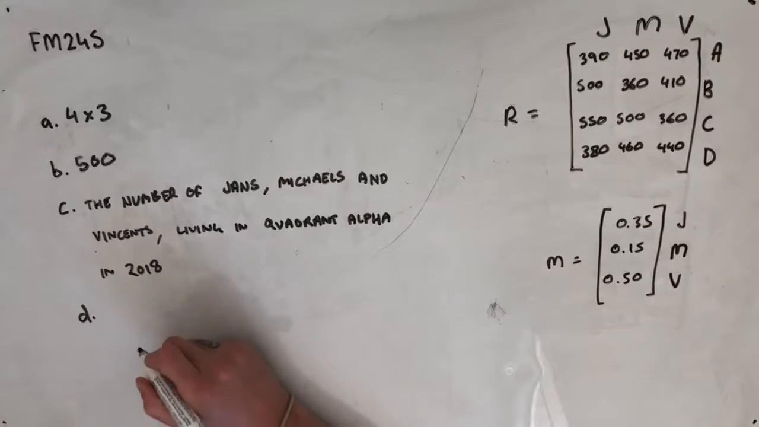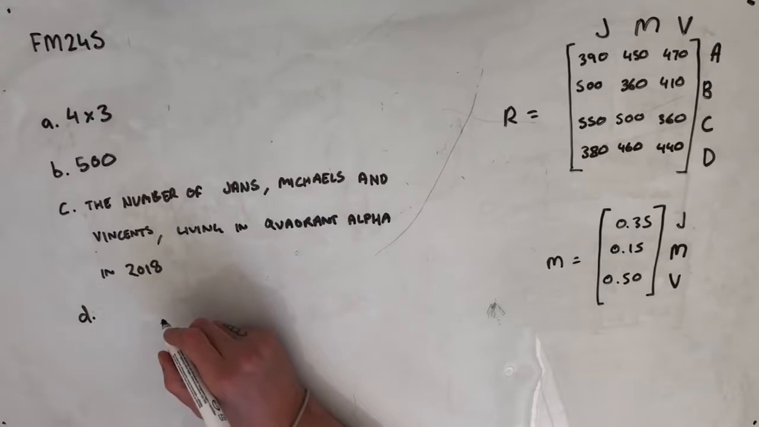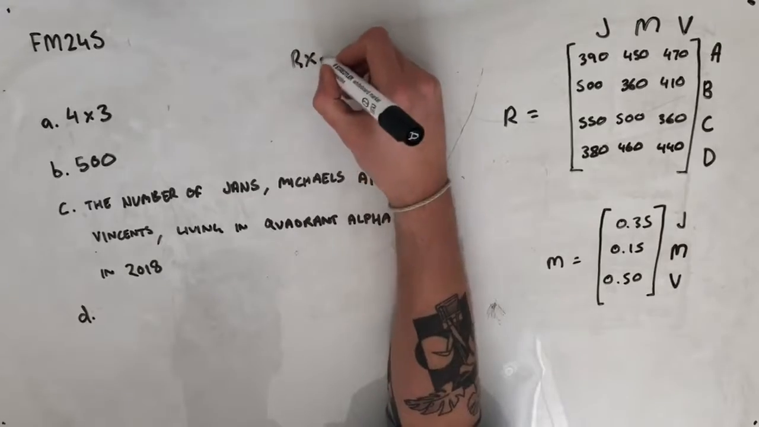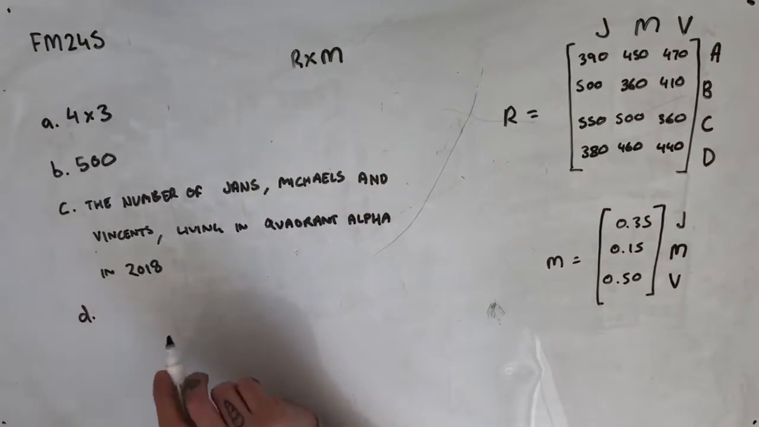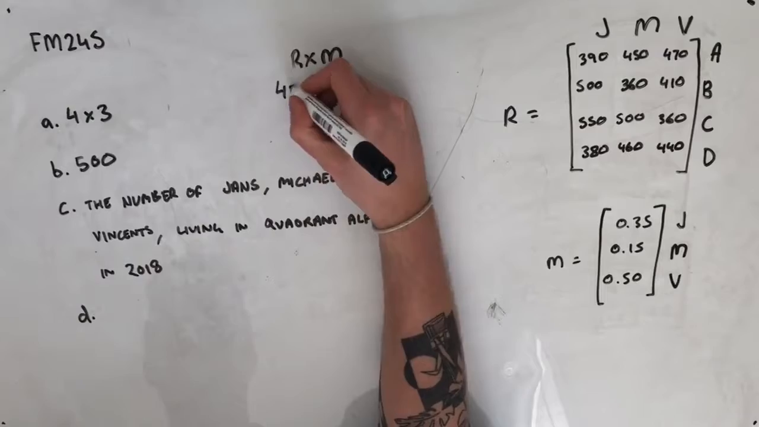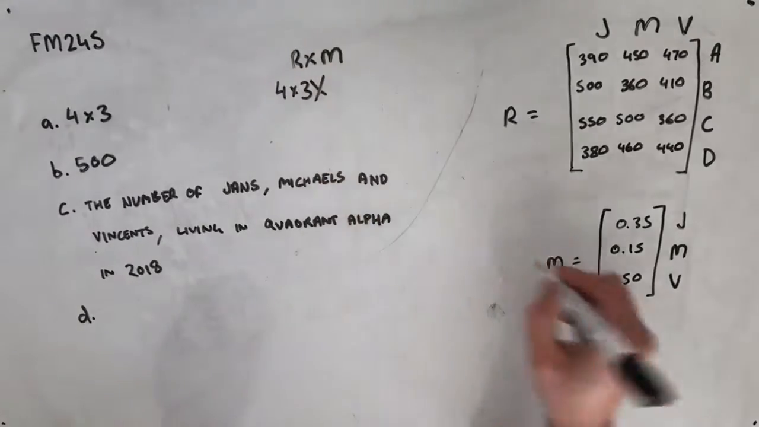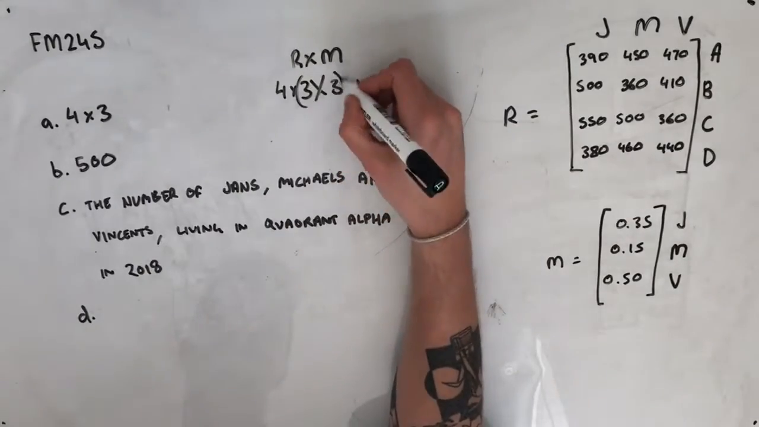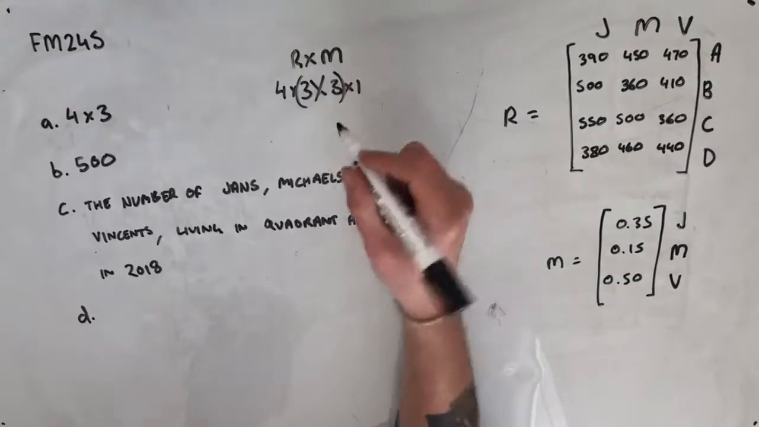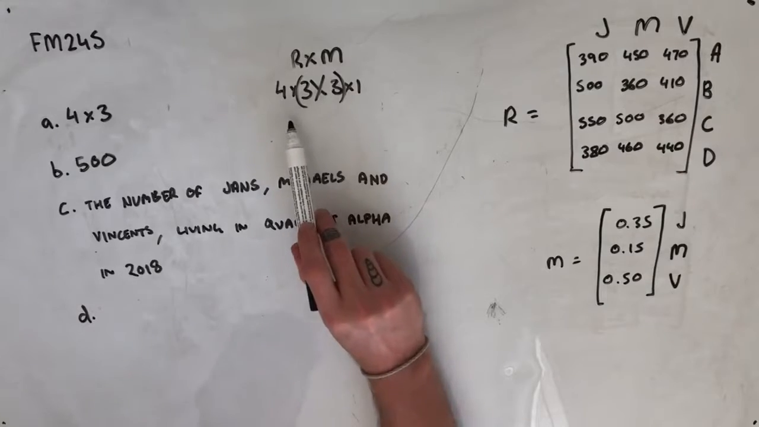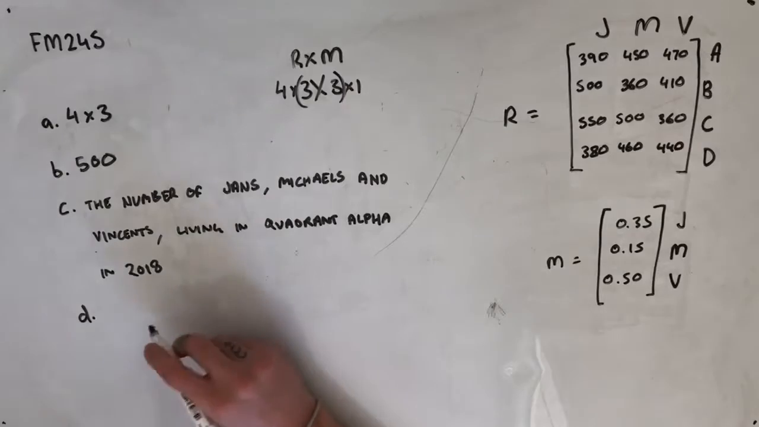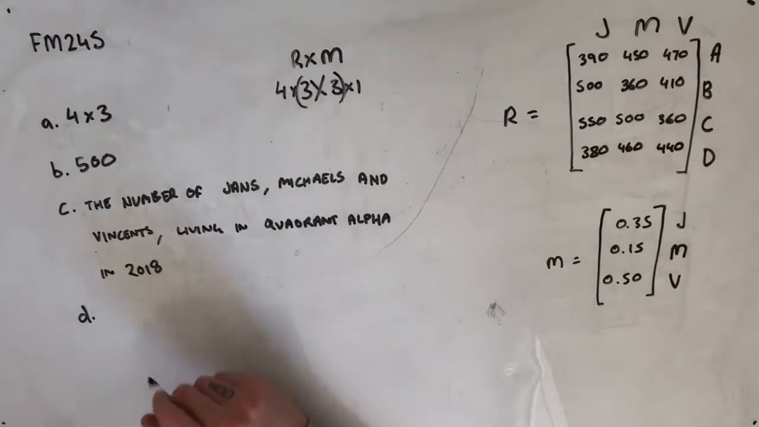Question D then says, explain in terms of rows and columns why the matrix product R times M is defined. So if we were to look at R times M, what we would see is that we've got a 4 by 3 matrix being multiplied with a 3 by 1 matrix. So we know that this is defined because the number of columns in our first matrix, matrix R, is equal to the number of rows in our second matrix, matrix M. So that's pretty much exactly how we'll communicate this.